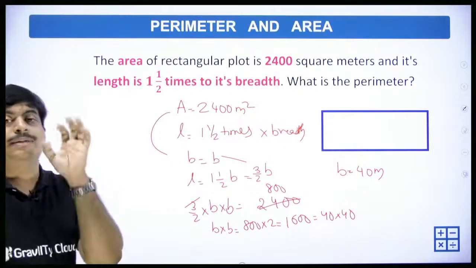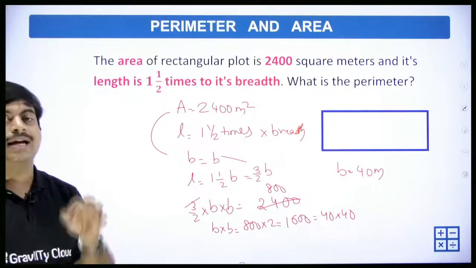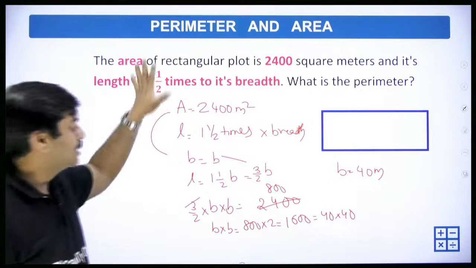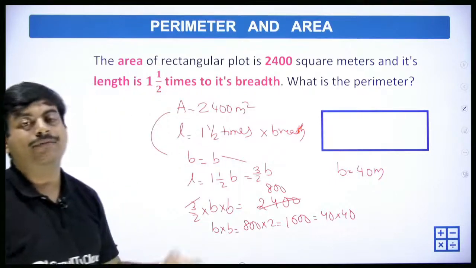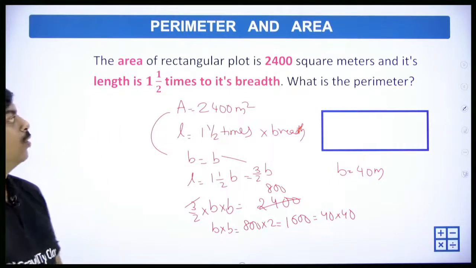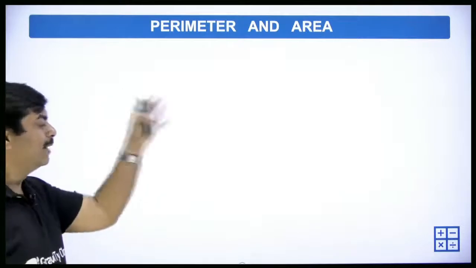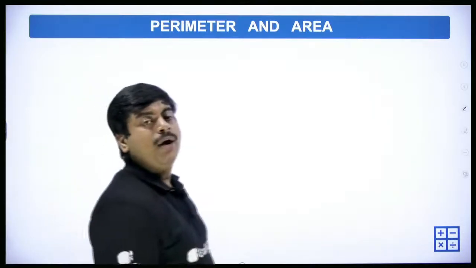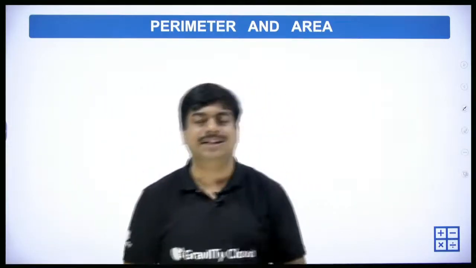And sometimes mistakes do happen. I'm saying again, sometimes mistakes do happen. Just please cross check all this and then we can move forward, right? So there are a couple of more applications based on this perimeter and area, which we are going to cover in the next class, right?